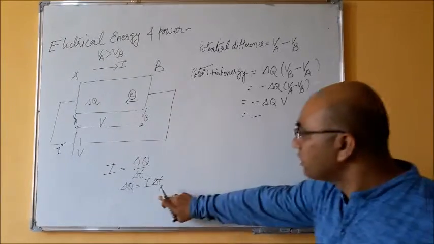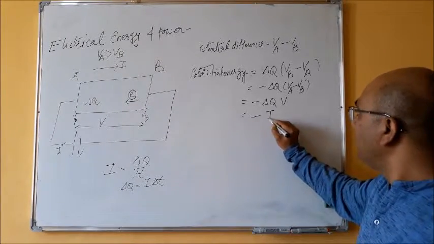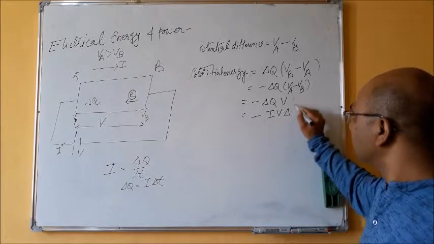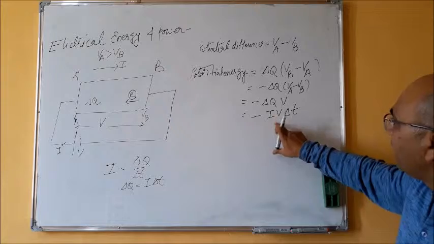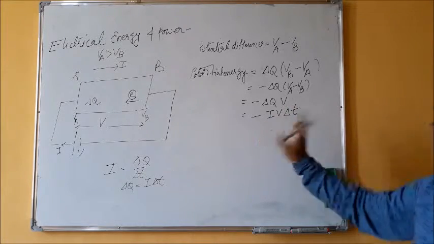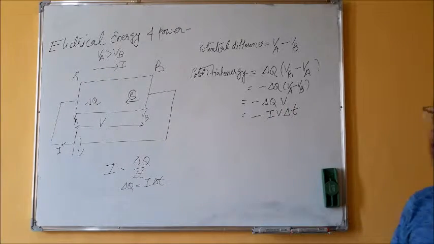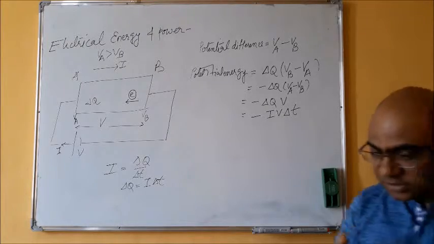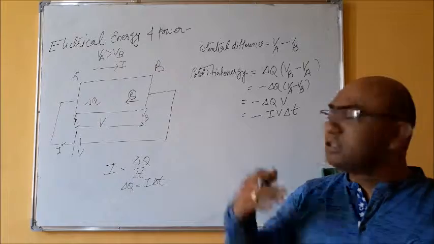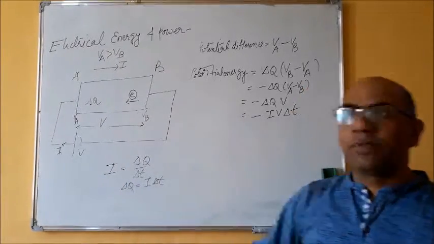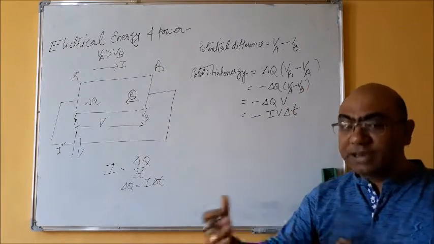In place of delta Q, I am writing I delta T. So I delta T into V, and rearranging the terms, I get minus IV delta T. So this is the potential energy for a charged particle which is moving between the extreme surfaces of the conductor.